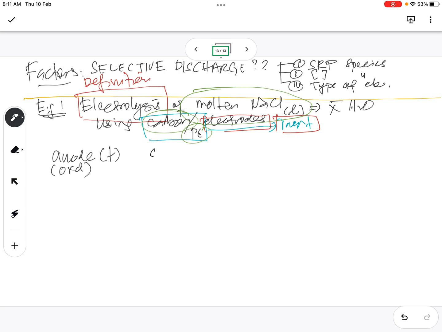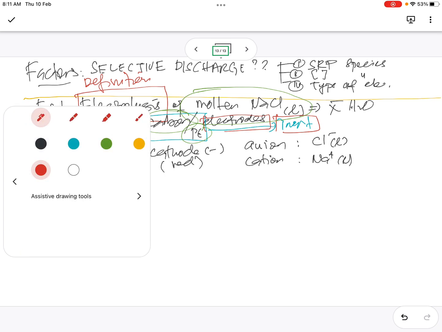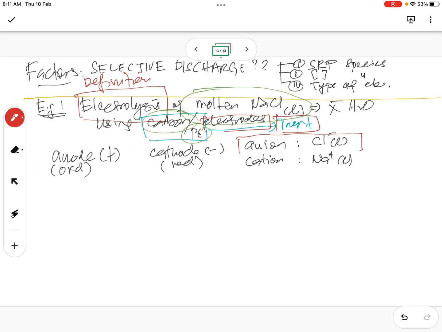Sama juga, cathode will be the negative terminal and it undergoes reduction. Ini tak berubah. Kemudian kita kena tahu siapa anion. Anion adalah Cl negatif, molten. Cation adalah Na plus, molten juga. I already told you in my previous video, this anion, which is negatively charged, will move to anode, and this cation, which is positively charged, will move to cathode.